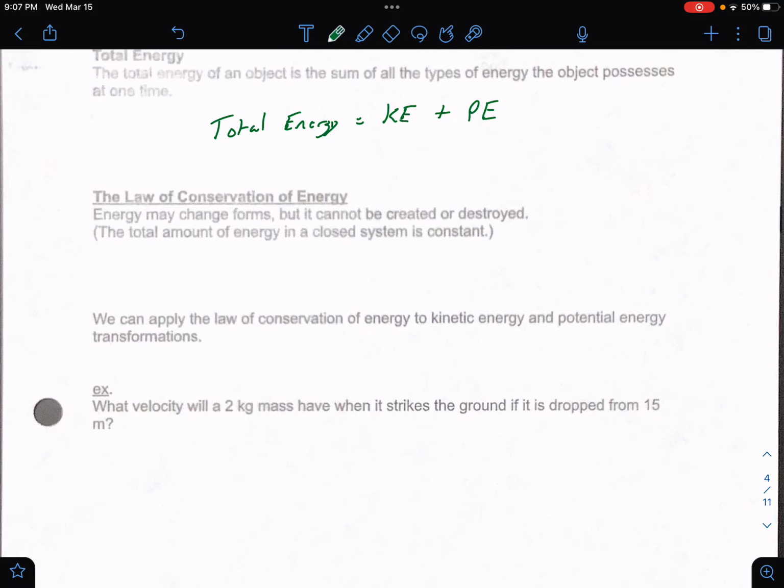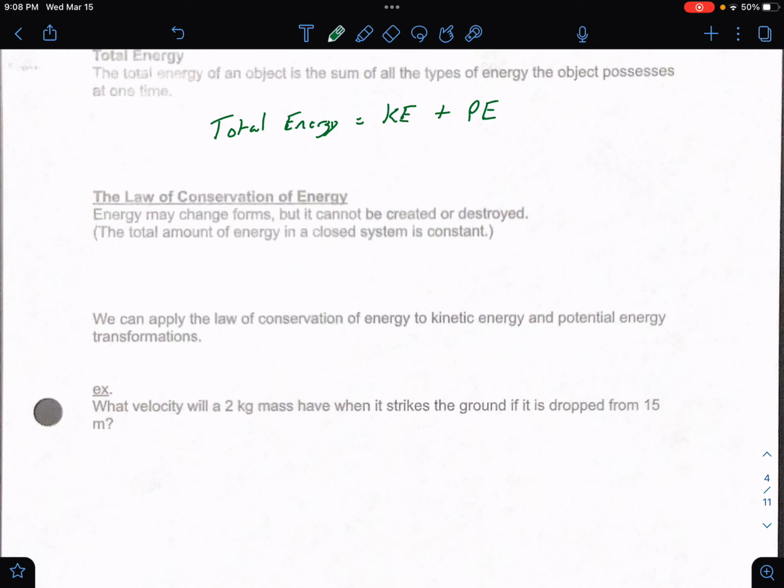The law of conservation of energy says energy may change forms, but it cannot be created or destroyed. It can switch back and forth between kinetic and potential. Think of a roller coaster. When you go to the top of the hill, you're building up potential energy. Once you go down the hill, your potential energy goes down, but your kinetic energy goes up. You're not actually losing energy, you're just transferring it between two different forms.